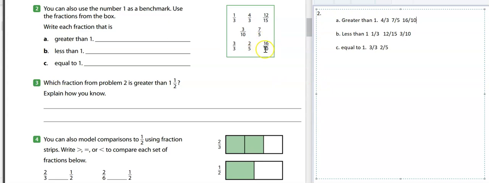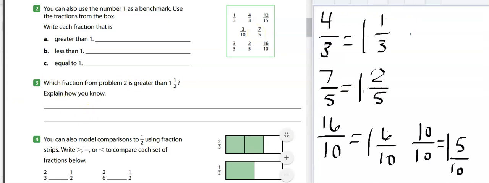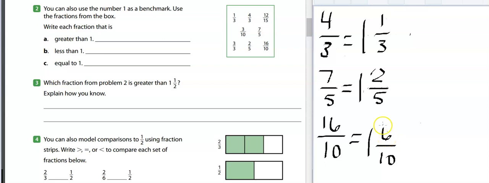16 over 10 needs to be turned into a mixed number. 12 over 15 needs to be turned into a mixed number. And 7 over 5 needs to be turned into a mixed number. So let's go ahead and do that on our own, or explain how we know. All right, boys and girls, let's look at our work on the side. You should have created all of your improper fractions and turned them into mixed numbers. Let's see how we did that.